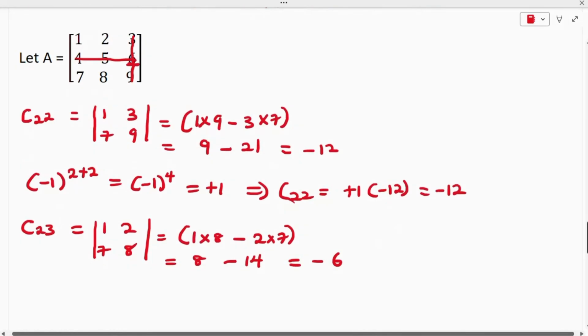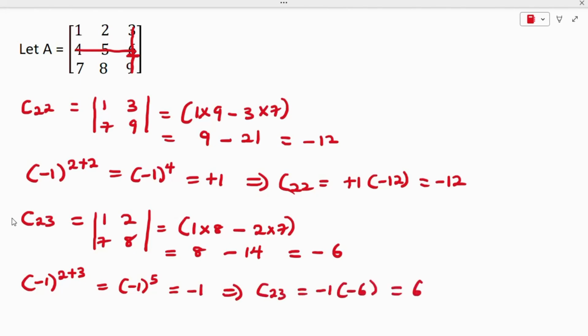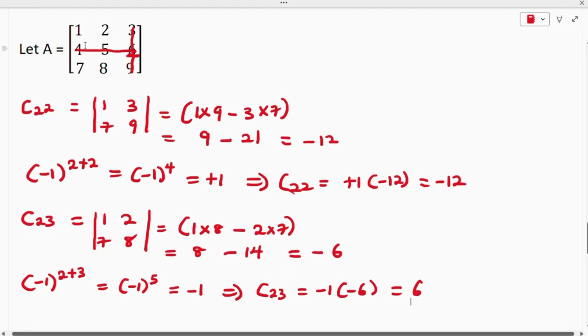So apply the sign pattern. We want to apply the sign pattern, so we have the sign pattern to be minus 1 raised to the power of 2 plus 3, and this is equals to minus 1 raised to the power of 5, and minus 1 raised to the power of 5 is minus 1. So this implies that C23 is equals to minus 1 multiply minus 6, and this is equals to what? 6. So we have 6 for C23. So we are done with the second row right here, so let's go on to the third row.